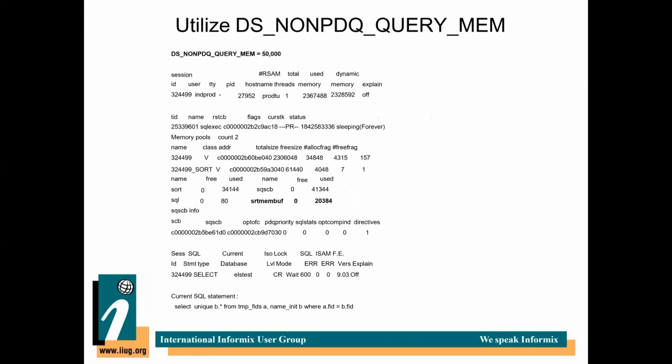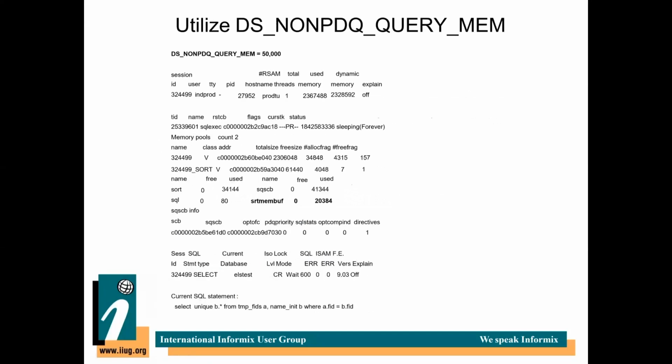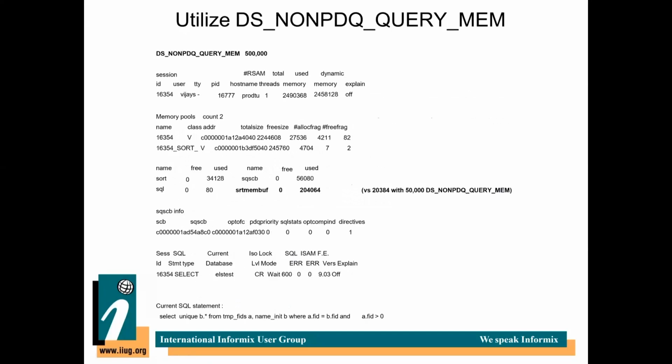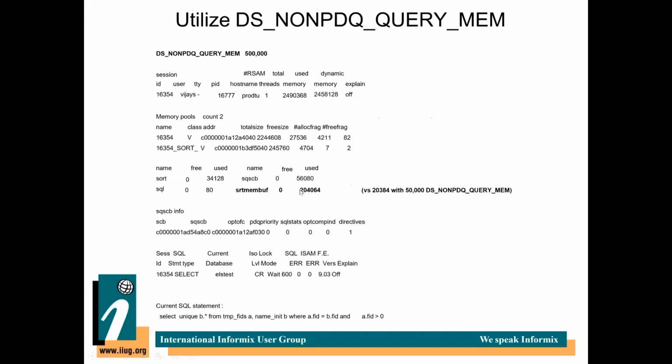Here, for example, I had set DS non-PDQ query mem to 50,000, and this shows the sort memory buffer that it's using. Here's where it's not using it, and here's where it's using it for its 50,000, so it's using some of the memory. If you increase it to more, it'll actually use even more of the memory if it's available.